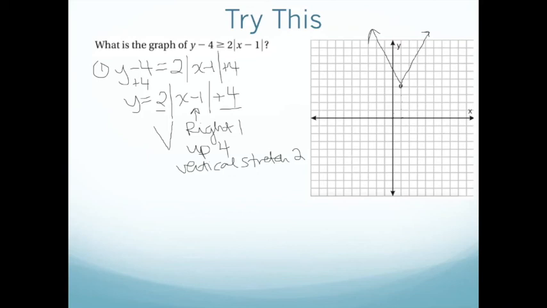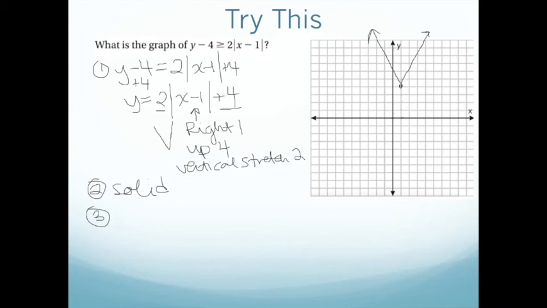Okay, step 2. Do I leave it solid or do I make it dashed? It has an or equals 2, so this stays solid. Step 3, I want to test a point. Now, this time, I'm not going to test a point on either side of the line. I'm going to test a point on the inside or the outside.